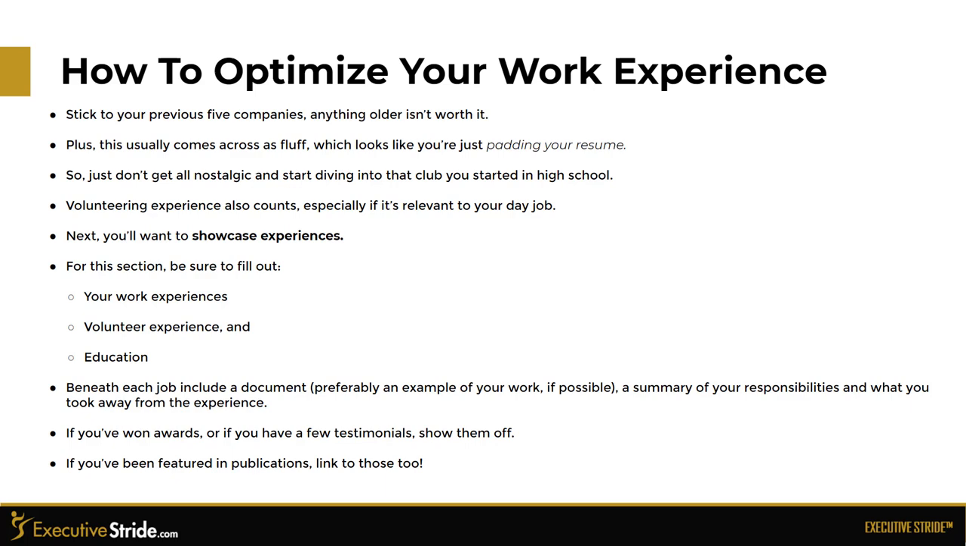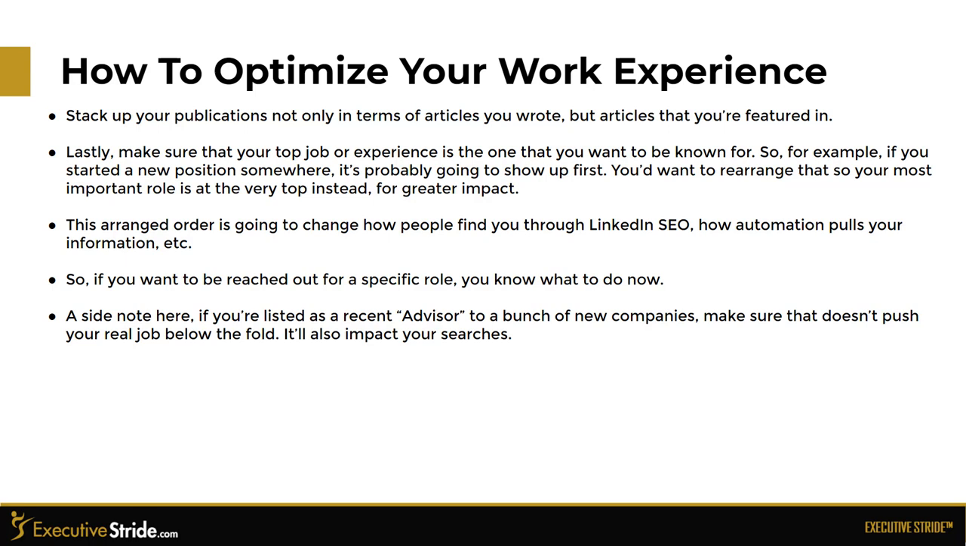Now, stack up your publications, not only in terms of articles you wrote, but articles that you've been featured in. Lastly, make sure that your top job or experience is the one that you want to be known for. For example, if you start a new position somewhere, it's probably going to show first. You want to rearrange it to make sure your most important role is at the very top instead for greater impact. This arranged order is going to change how people find you through LinkedIn SEO and also how automation pulls your information. So if you want to be reached out to by a specific role, you know what to do.